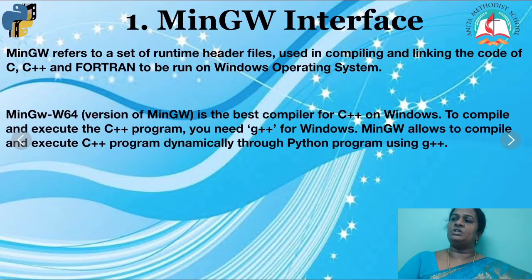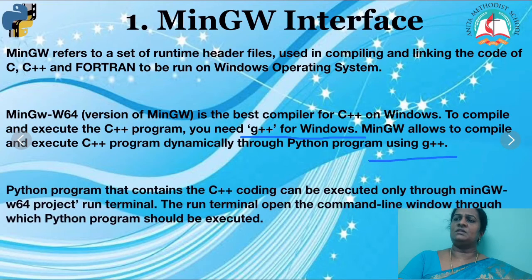The MinGW version is the best compiler for C++ on Windows. To compile and execute a C++ program, you can also use G++ for Windows. MinGW allows you to compile and execute C++ programs dynamically. Earlier we saw that C++ is only static, but now we run C++ dynamically from a Python program using G++. G++ is used to run the program dynamically.